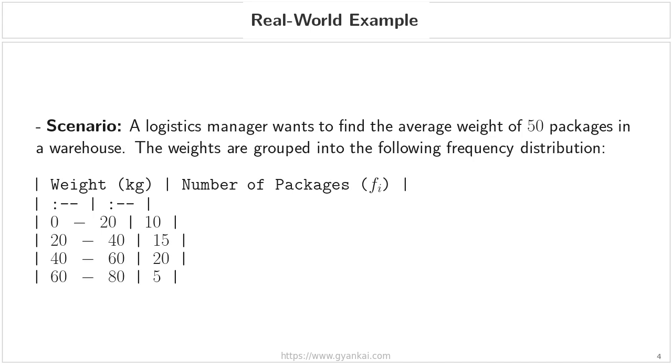Real-world example. Now that we understand the theory and the formula behind the step deviation method, let's put it into practice with a real-world example. Imagine a logistics manager in a warehouse who needs to find the average weight of 50 packages. Instead of weighing every single item individually, they have grouped the weights into a frequency distribution table. Looking at the table, we have 4 weight categories, ranging from 0 to 80 kilograms, with the number of packages, which we call f sub i, listed next to each interval.